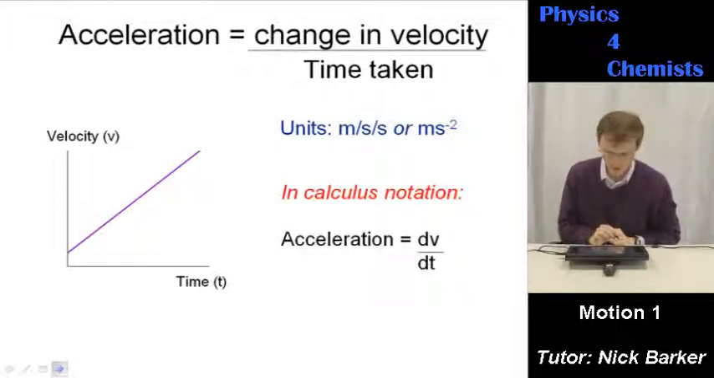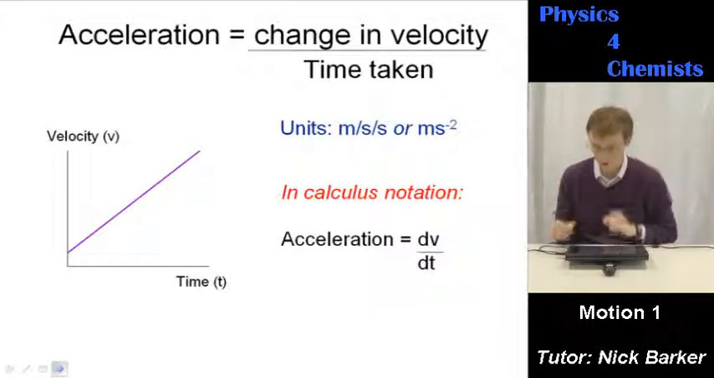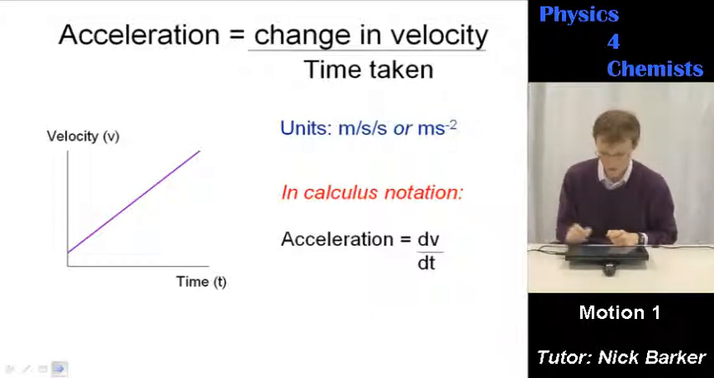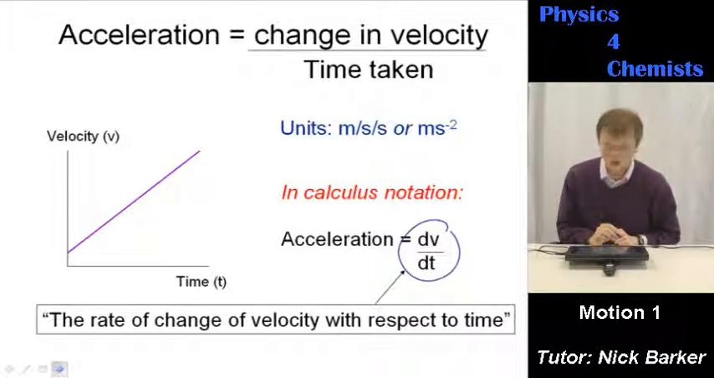Linear acceleration. In calculus notation, you would say that it's the rate of change of velocity, dv by dt. If you've seen some of the other bits and pieces on electrostatics, remember that big V is electrical potential and little v is usually used for velocity. Here, velocity, dv by dt, acceleration: the rate of change of velocity with respect to time.